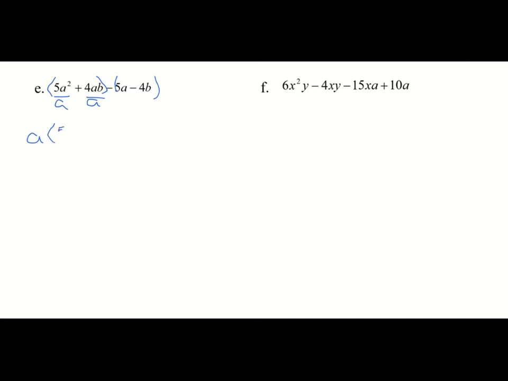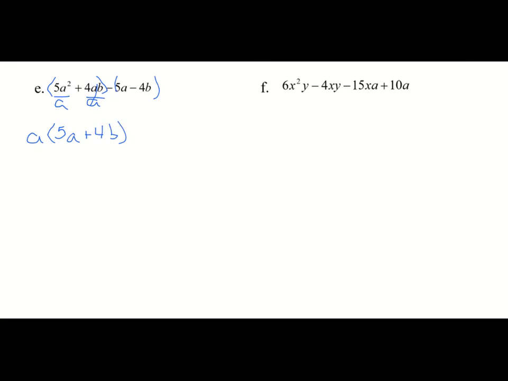Right, now for E, again, we have 4 terms, but no greatest common factor amongst all 4 of them. So I am going to group it. Notice I have that negative 5a, so whatever I pull out, it's going to be a negative GCF. For the first 2 terms, 5a squared and 4ab, my GCF is 1. We have a squared and a, though, so I can pull out an a. I'm going to factor out an a here, so I'm going to put my a there. 5a squared divided by a is 5a, plus 4ab divided by a will give me 4b.